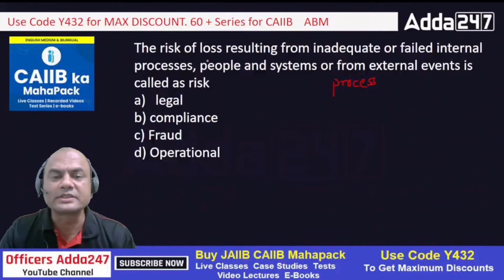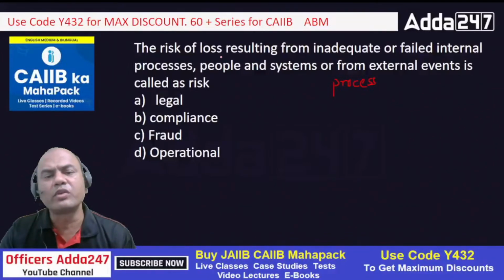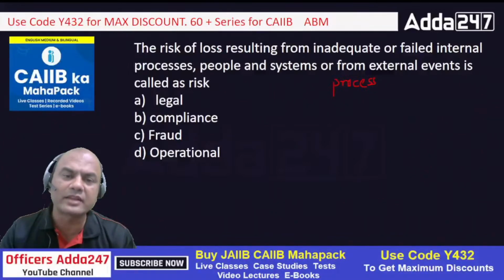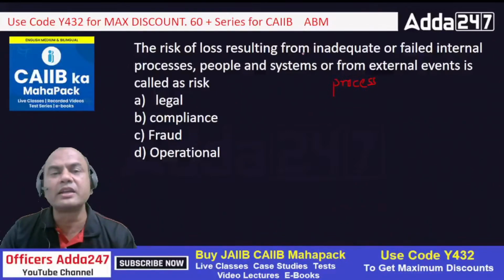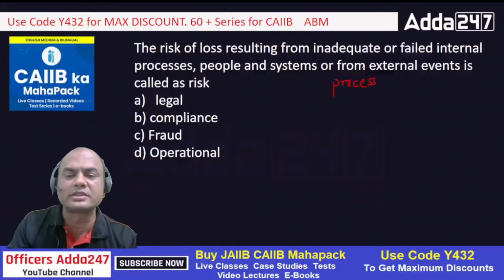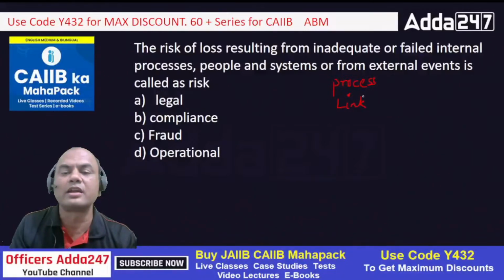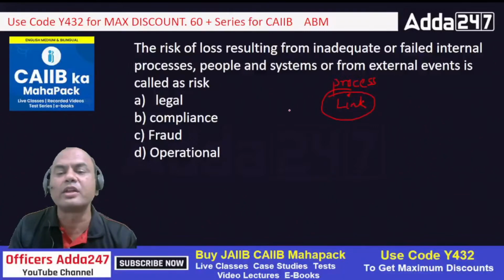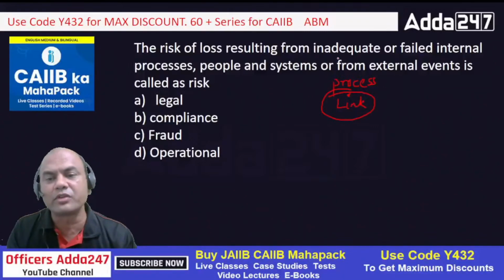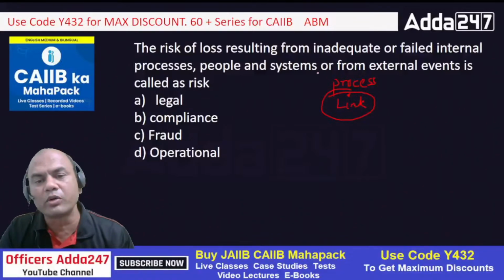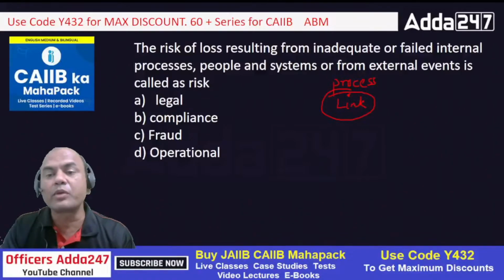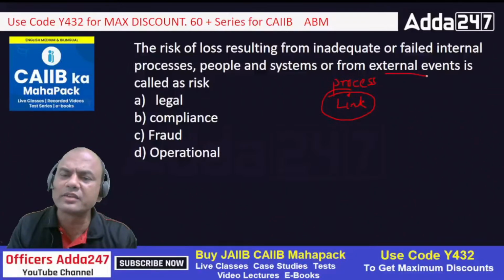Due to people, there is a strike in my bank. Okay, so what is this? If there is a strike in my bank, then which type of risk is it? Legal, compliance, fraud, or operations? Systems, the link doesn't work. Many a times you might be seeing this link not working. Sir, link is not working, isn't it? Link is not working means what is that problem? Is the problem of the customer or the problem of your own bank, right? Or from external events.